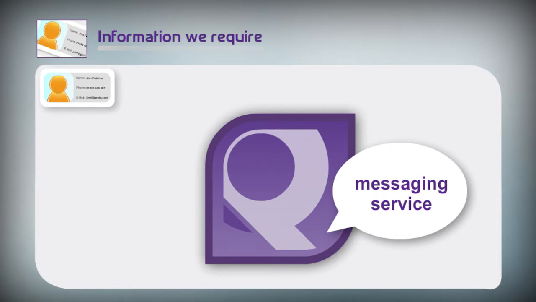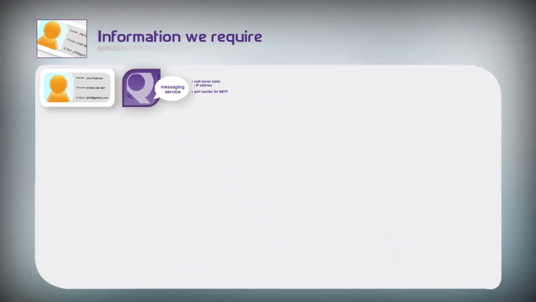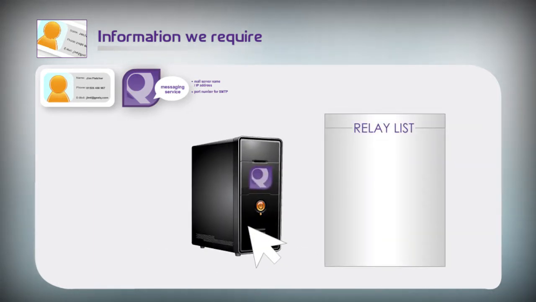If you wish to set up this service, we'll require your mail server name or IP address, as well as the port number for SMTP. You must also ensure that the intended QPulse application server has been added to the relay list on the mail server.